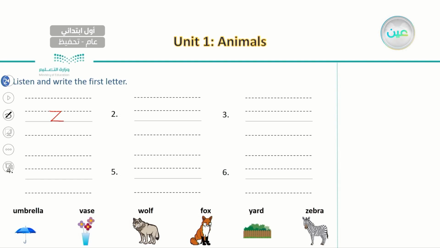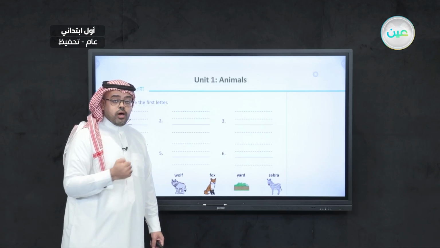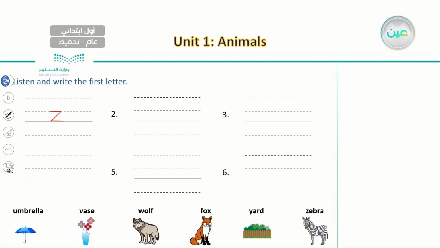Now let's listen to the second word. The second word we have is the word yard. Yard. So the word yard starts with letter Y. Very good. So here you go. Here the first letter is letter Y. So here we go here and write letter Y.